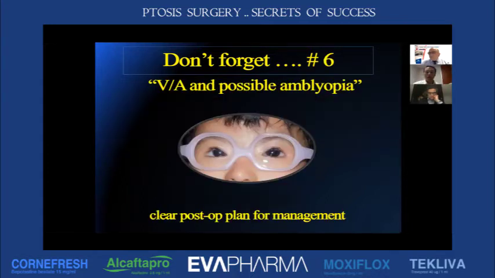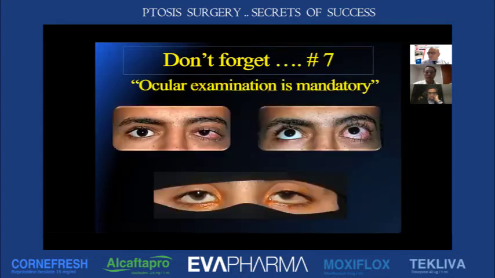Also, don't forget to detect and manage amblyopia, and you should have a clear plan for further management after your surgery. The ocular examination is also mandatory. You can detect in this patient, in the photograph, she has a prosthesis, and this is a paralytic type of ptosis. This patient has a left carotid cavernous fistula with corkscrew vessels.